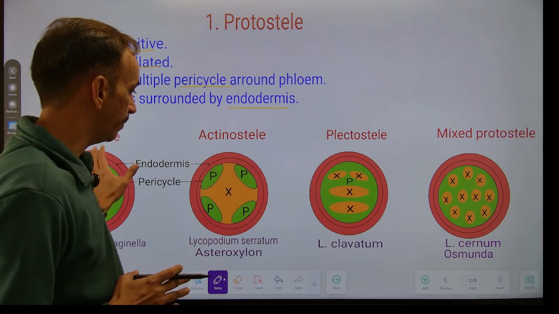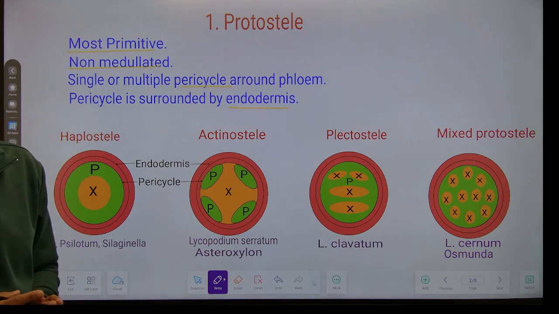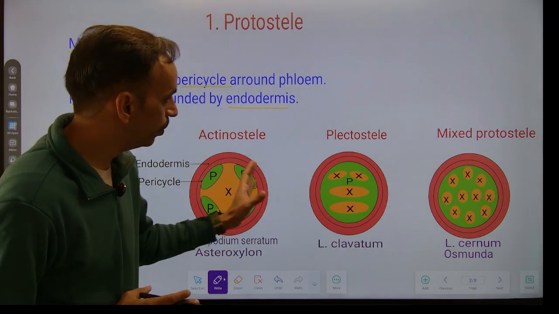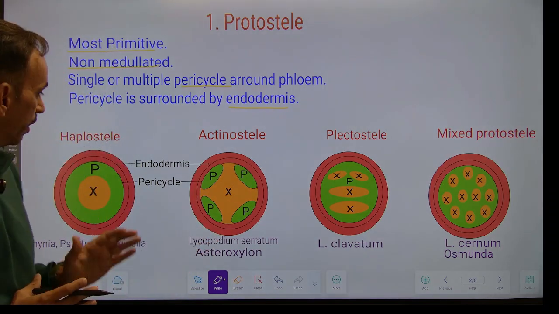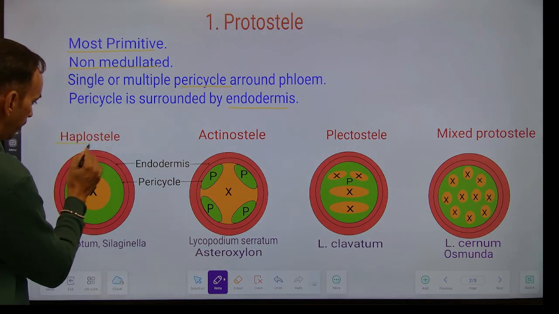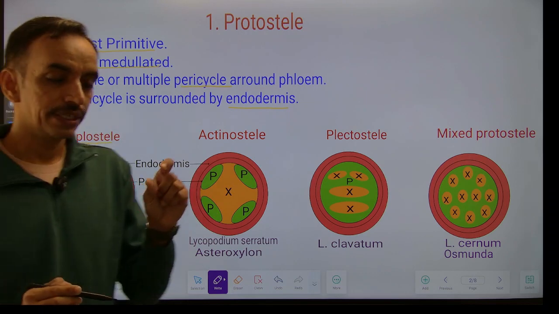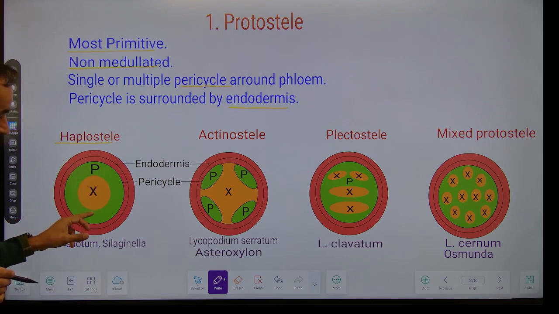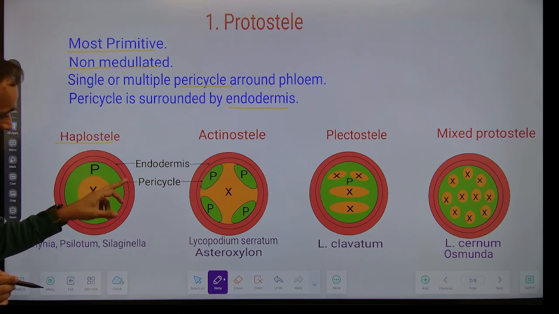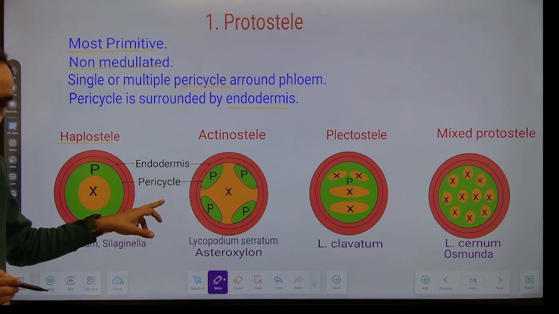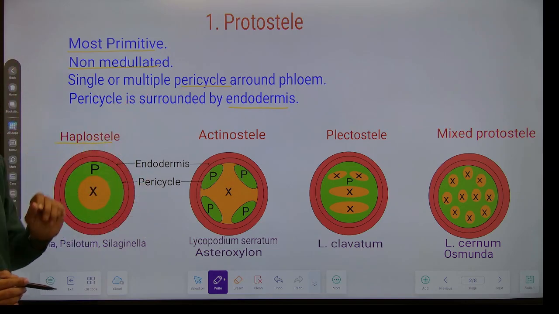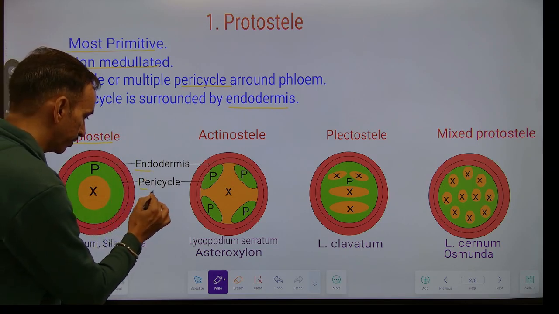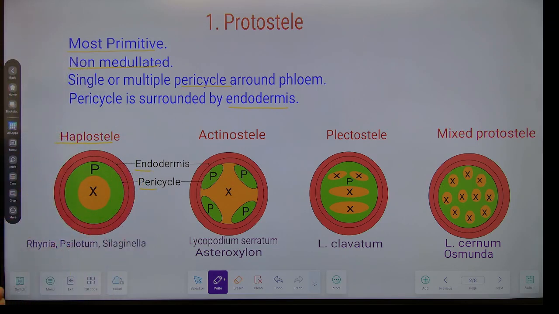Now the protostele can be further classified into four types. One is known as the haplostele. This haplostele has a central core of xylem, which in turn remains surrounded by the phloem, and on the outer side of the phloem we have the pericycle, which in turn remains surrounded by the endodermis. So this is the structure of haplostele, which is found in Rhynia, Psilotum and Selaginella.